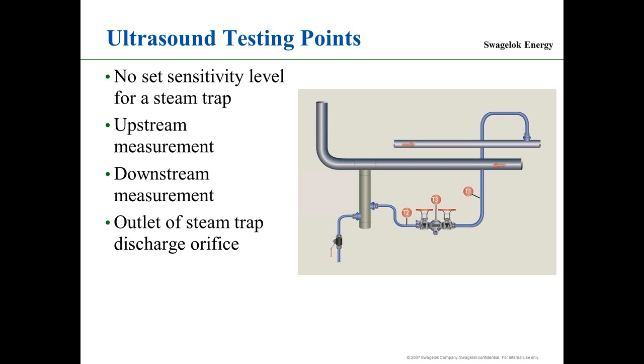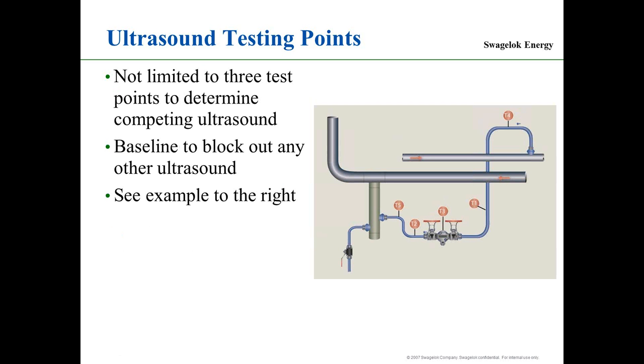So I tell people minimum three test points, T1, T2, T3. But you're not limited to three test points. A lot of times if I pick up ultrasound at T1 here, I want to see if it gets greater by going up to T4 and see if that's where the ultrasound is being generated, because high-frequency ultrasound is very directional. I'll go up and do another test point, which is showing T4.